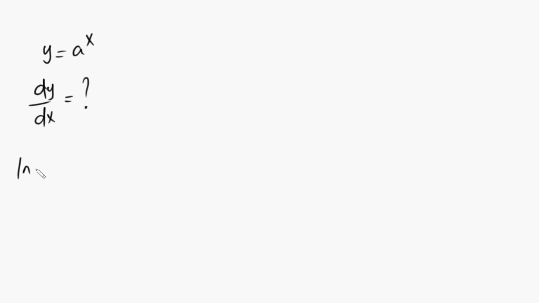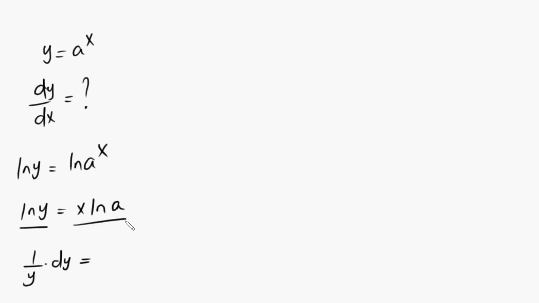What I will do now is apply natural logarithm on both sides. Pay close attention to this method. Applying natural logarithm, ln y will be equal to x ln a. So when I differentiate ln y, I get 1 over y times dy. Here I differentiate with respect to y. On this side, I differentiate with respect to x, and ln a is a constant, so I take it out. When I differentiate x with respect to x, I get 1. Just as I multiplied by dy here, I multiply by dx here.